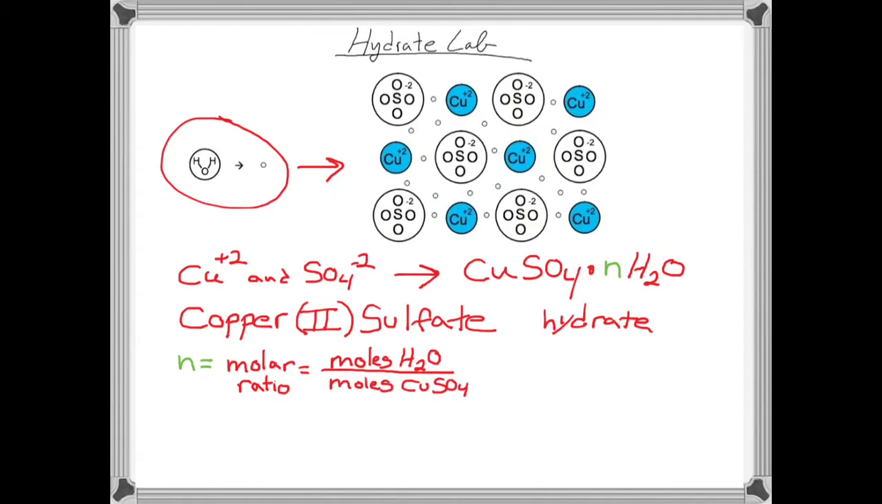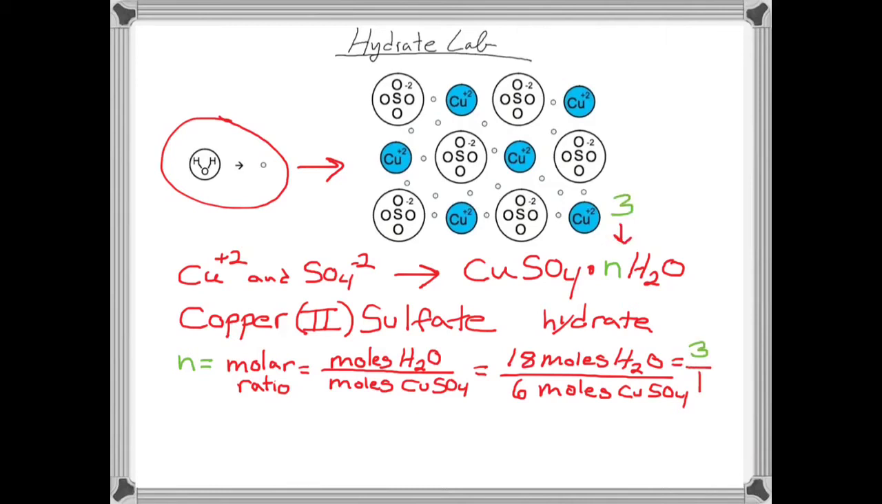of copper sulfate. If we pretend that each particle in the diagram represents 1 mole, and you do a little counting, you'll find that there are 18 moles of water for 6 moles of copper sulfate. If we reduce the 18 moles divided by 6 moles, we get 3/1. And that 3 is our N. And we'll name the compound, therefore, with a tri, so it's now called copper-2 sulfate trihydrate.